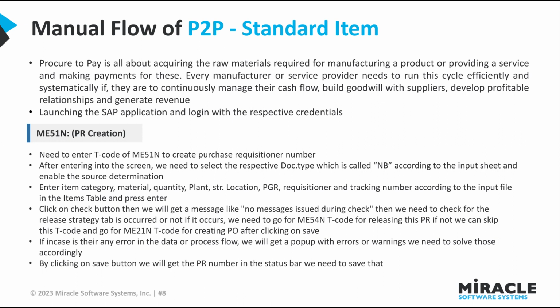Coming to the process, firstly launch the SAP application and log in with the respective credentials. And then coming to the PR creation T code, for that we need to enter the ME51N T code to enter the screen. After entering the screen, we need to select the respective document type, which is called NB, according to the input sheet and enable the source determination. Enter item category, material, quantity, plant, location, PZR, requisition and tracking number according to the input file in the item table and press enter.